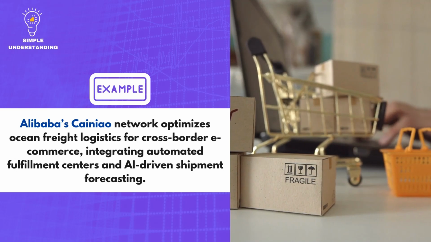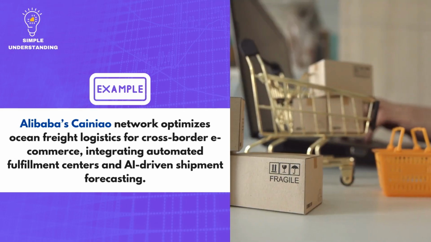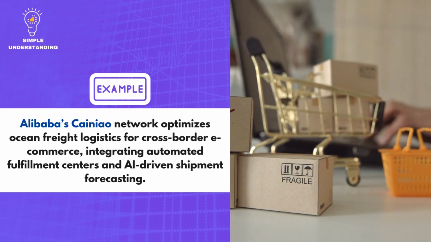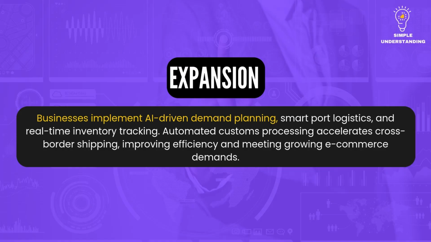Alibaba's Cainiao network optimizes ocean freight logistics for cross-border e-commerce, integrating automated fulfillment centers and AI-driven shipment forecasting. Expansion. Businesses implement AI-driven demand planning, smart port logistics, and real-time inventory tracking. Automated customs processing accelerates cross-border shipping, improving efficiency and meeting growing e-commerce demands.